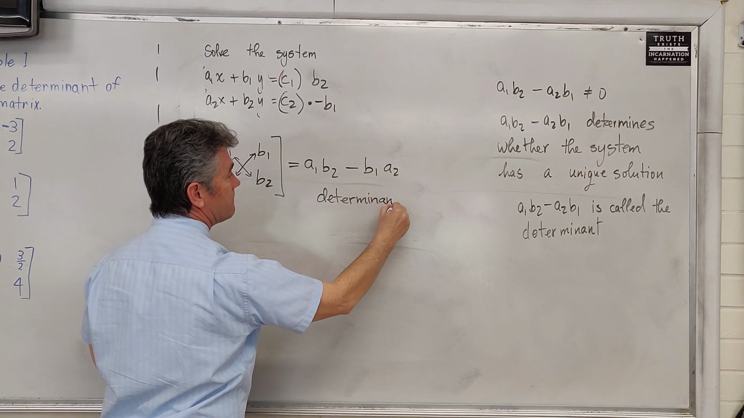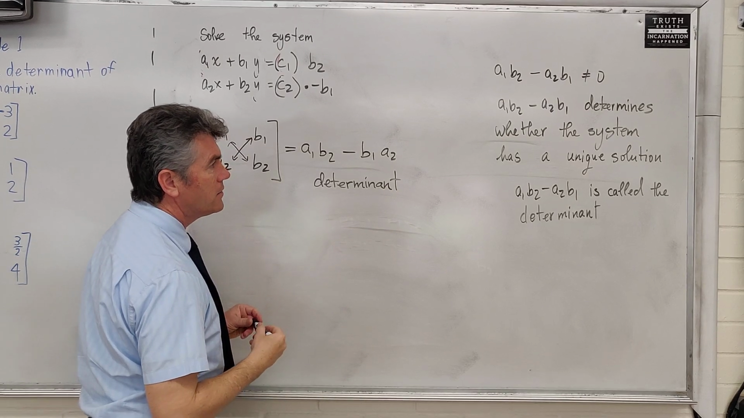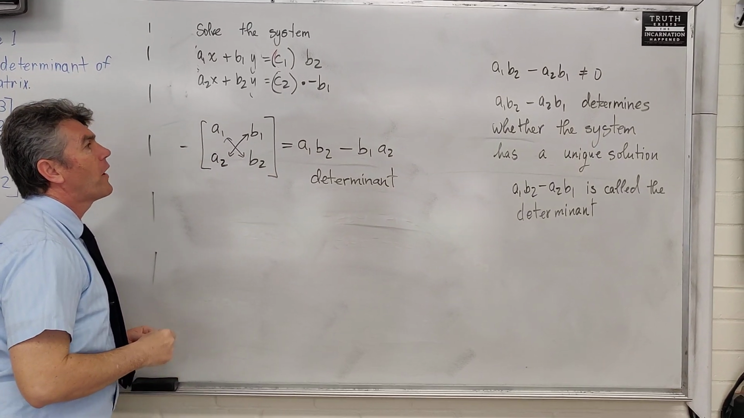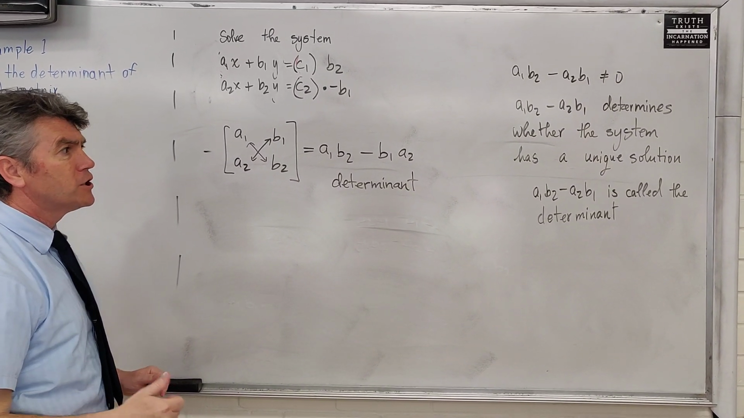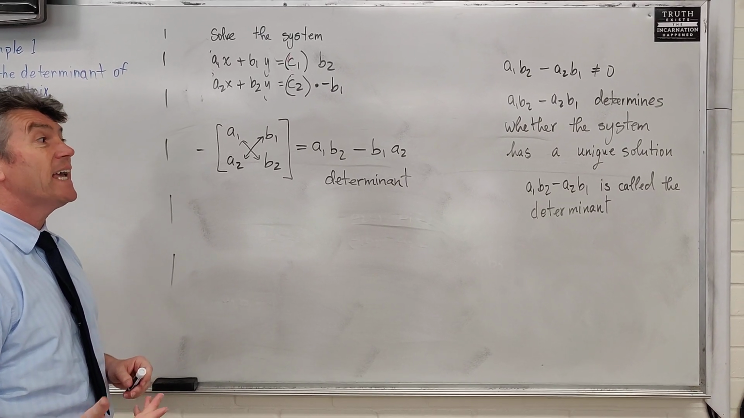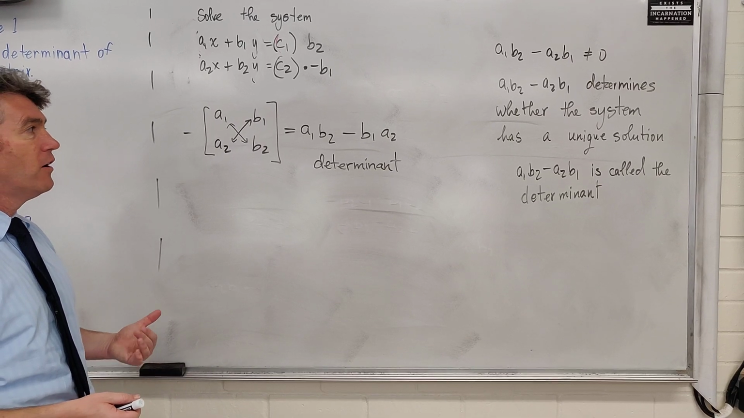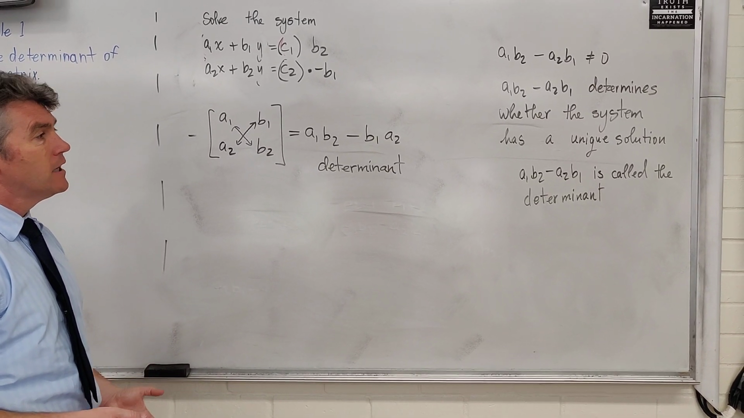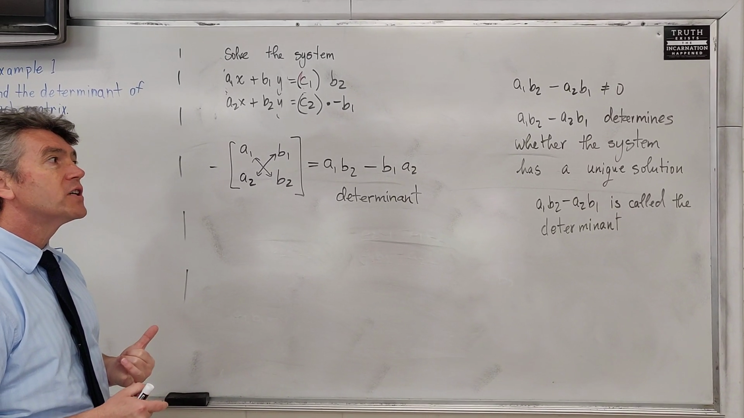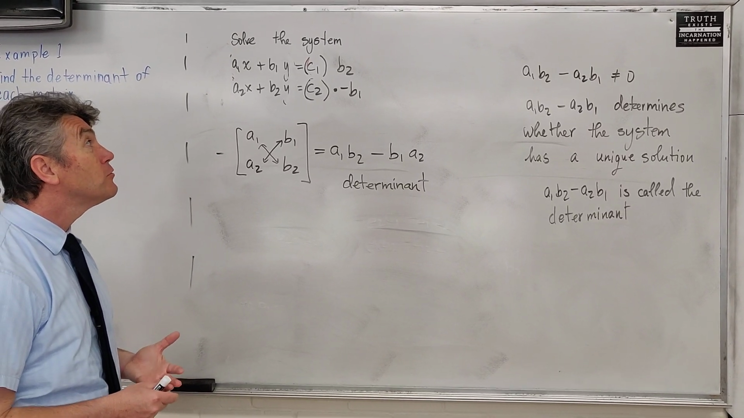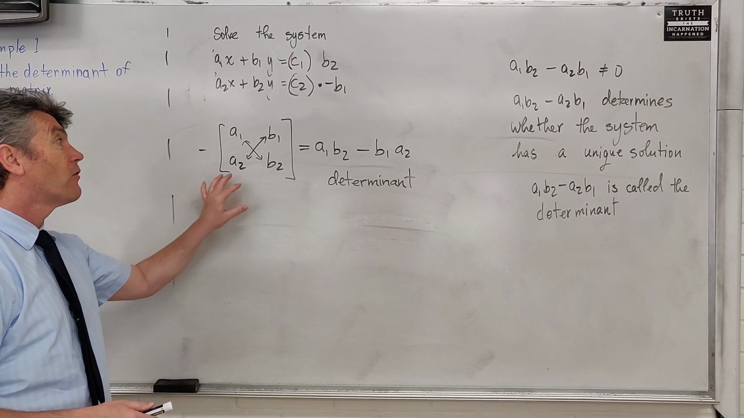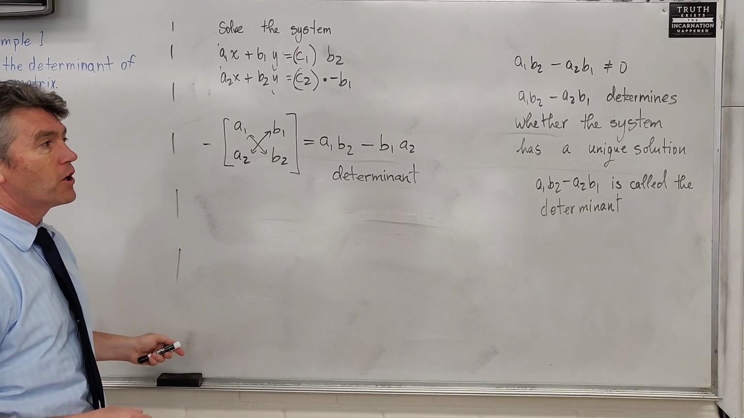And so we stop right here, we have learned what a determinant is. A determinant is a number. It's a number associated with a square matrix, and it determines two things. One, whether there's a unique solution, and two, whether our matrix has an inverse or not.